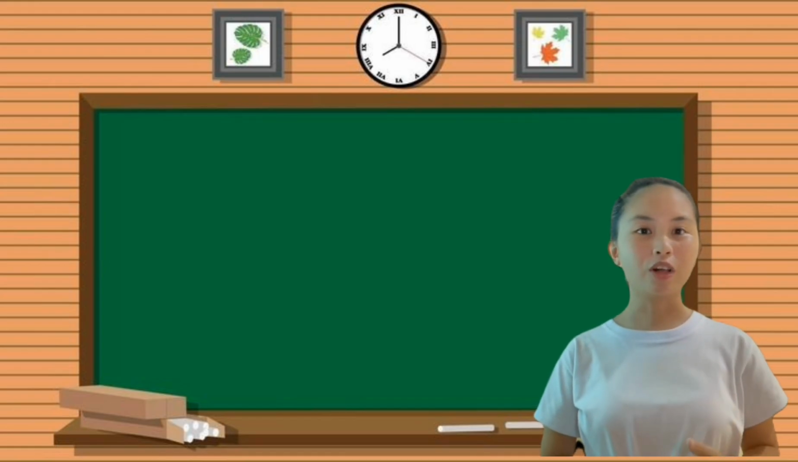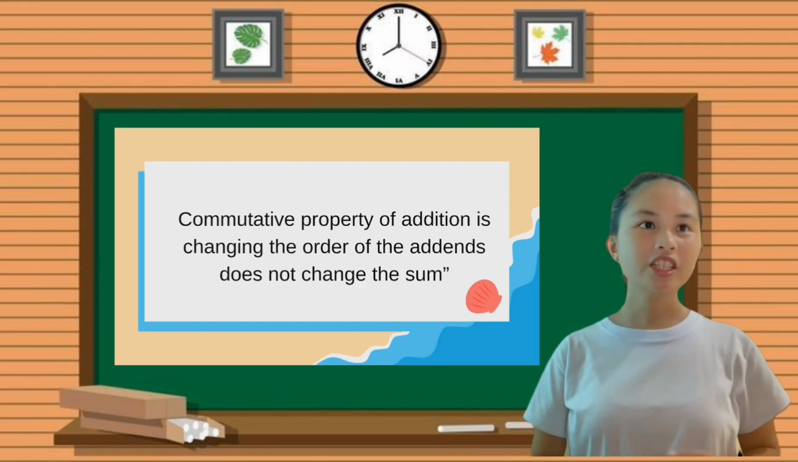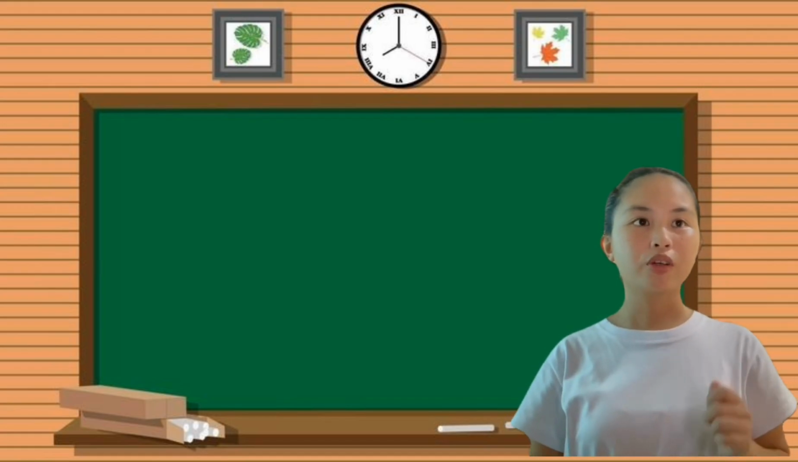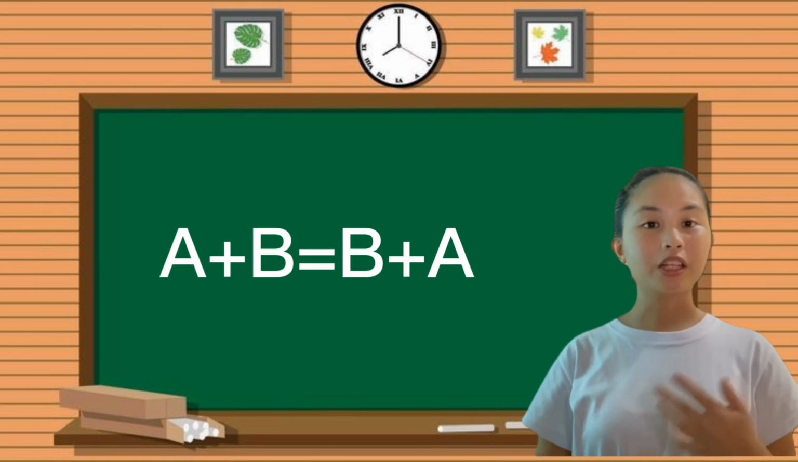This is what we call the commutative property of addition. Everyone, read the definition of commutative property. Commutative property of addition is changing the order of the addends but they have the same sum or the same answer. The formula of commutative property is A plus B equals B plus A.